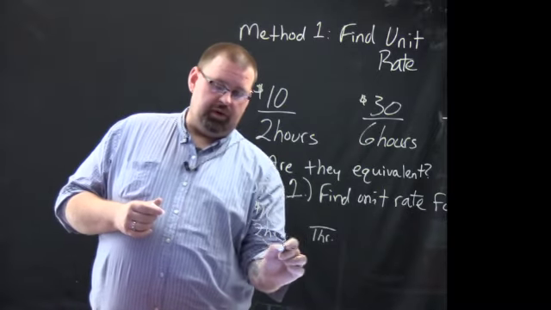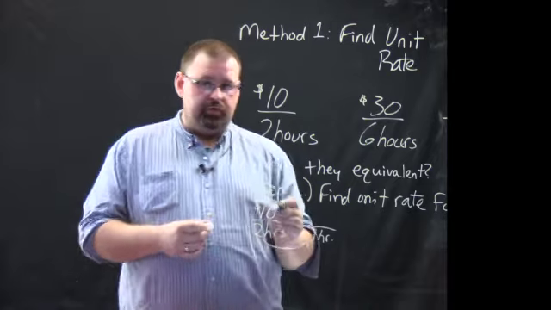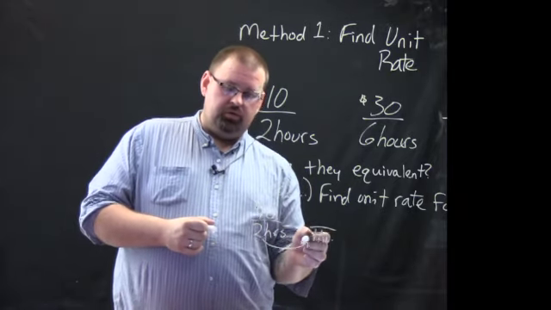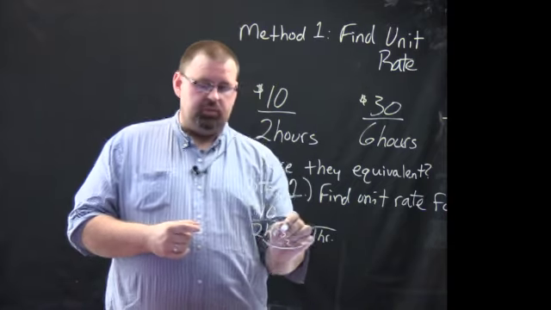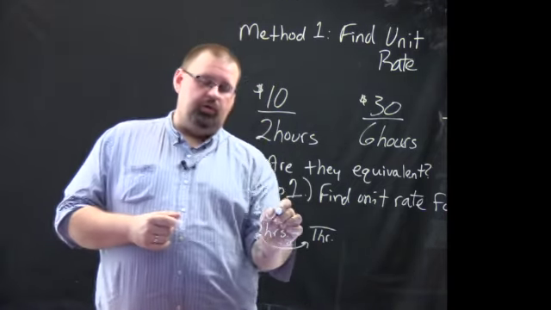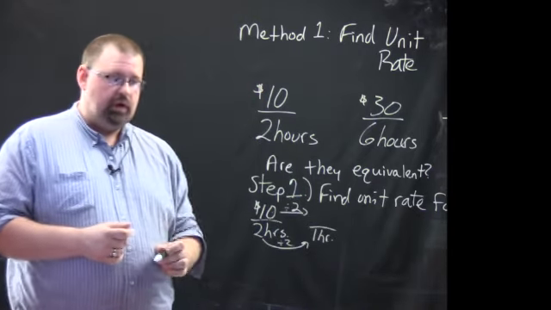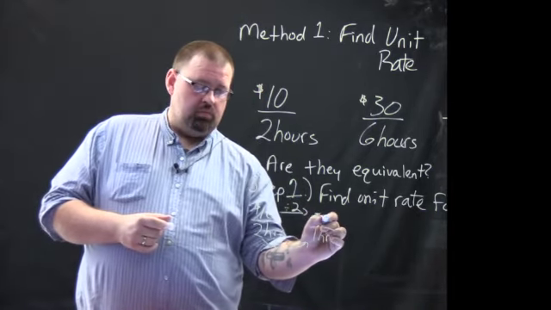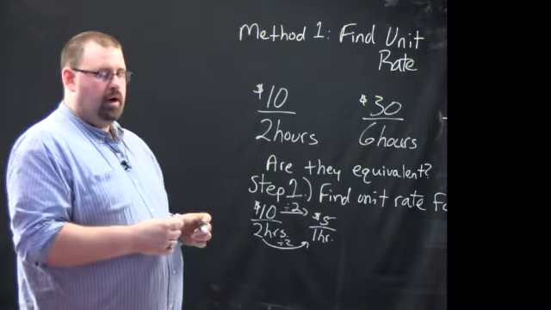And if we look here, how do we get from 2 to 1? Well, it's going smaller, so we have to divide. What do we have to divide 2 by to get 1? It'll be 2 divided by 2 gives us 1 hour. Whatever we do to the bottom, we need to do to the top. So 10 divided by 2 gives us $5. So the first unit rate is $5 per hour.